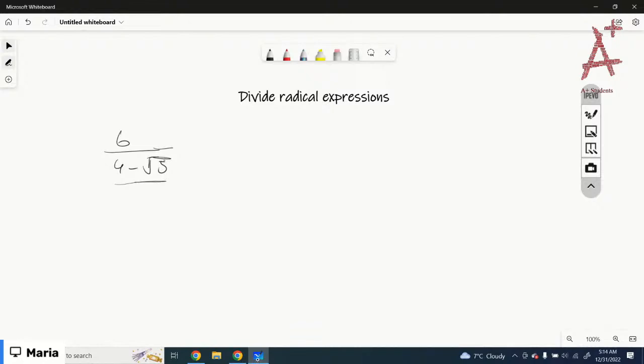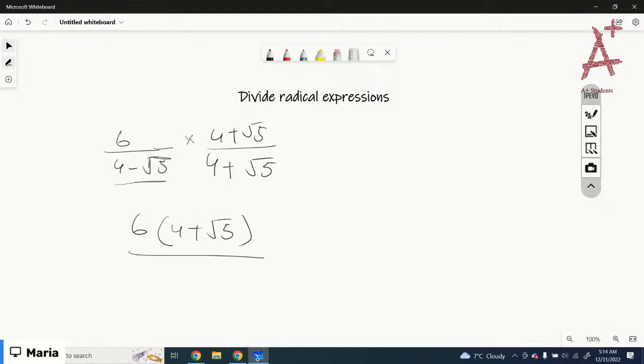To remove the radical from the denominator, we have to multiply and divide with the conjugate. Got it? The conjugate of 4 minus square root 5 is 4 plus square root 5. You have to multiply and divide as well. Got it? So multiply the numerators, and the numerator will be 6 times 4 plus square root 5.